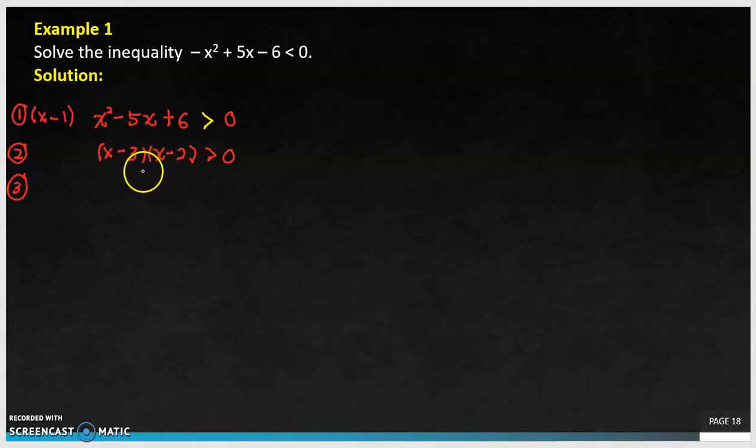So how are we going to find the critical value? I just let the bracket x minus 3 equal to 0, or another bracket, x minus 2 equal to 0. So we have two values, x equals 3 or x equals 2. So here, this is not the answer. So we have to go to step 4, find the critical line.